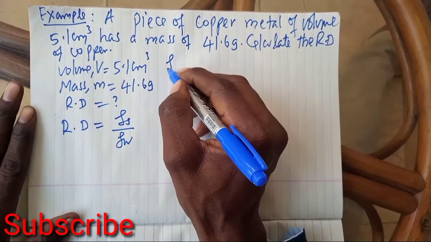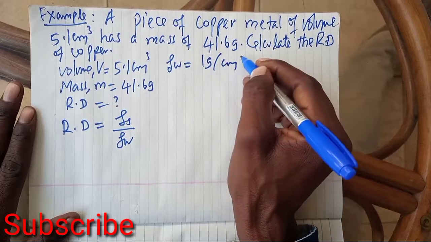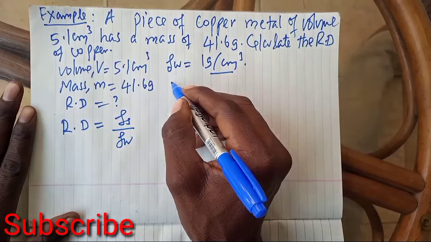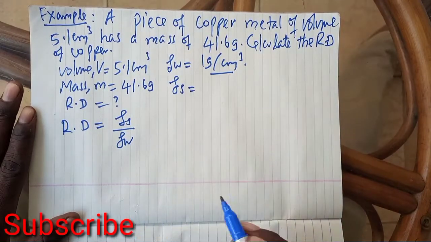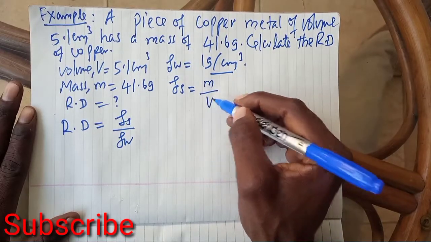But density of water is definitely constant. It is 1 gram per centimeter cubic. This is the density of water. But density of substance is the one that is missing. But definitely we calculate the density of the substance by taking mass of an object over volume.